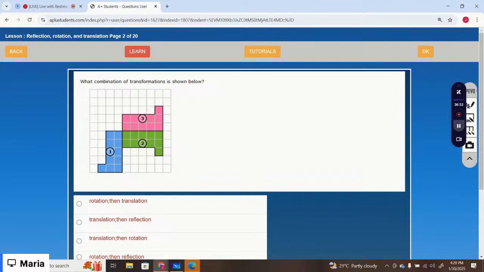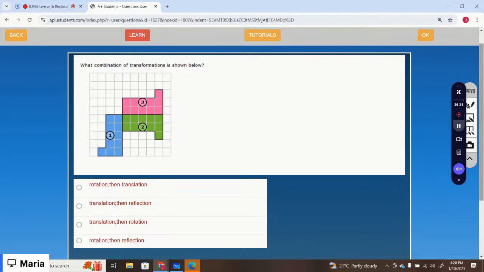What combination of the transformation is shown below? From 1 to 2, that is the rotation along this point, and 2 to 3 is the reflection. The first is rotation and then reflection.